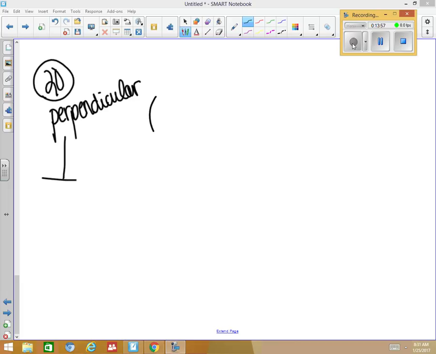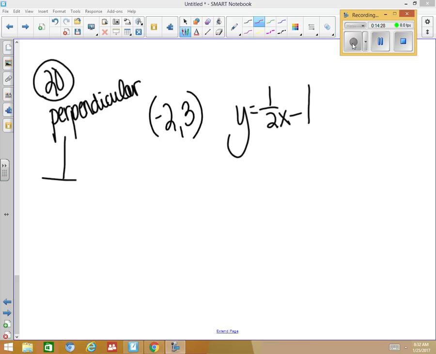Okay. This one gives you this point and gives you this equation. Now, perpendicular slopes. What do I have to do to the slope? Two things. Flip it. Don't cross it. Flip it. And what else? What about the signs? Change the sign. Yeah, opposite signs.